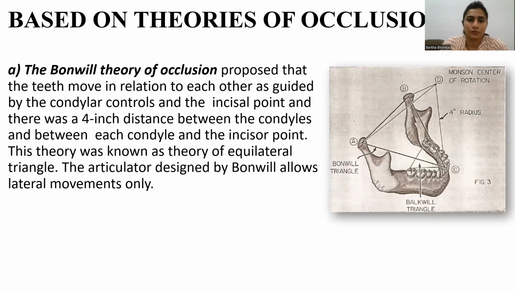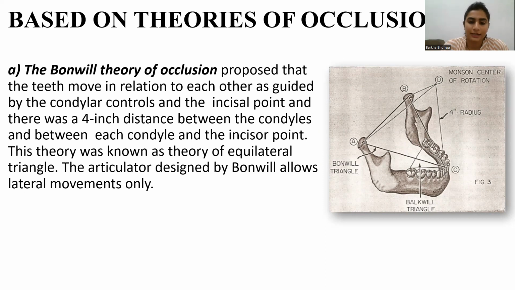Now, based on the theories of occlusion, we have already discussed this, Bonwill's triangle theory. I will just read it out: there is an equilateral triangle which is formed between the two condyles and the midpoint of the lower central incisor. This equilateral triangle is called Bonwill's theory of occlusion, which states that the lower teeth move in relation to the upper teeth in relation with this triangle. So the Bonwill theory of occlusion proposed that the teeth move in relationship to each other as guided by the condylar controls and the incisal point, and there was a 4-inch distance between the condyles and between each condyle and the incisor point. This theory was known as the theory of the equilateral triangle.